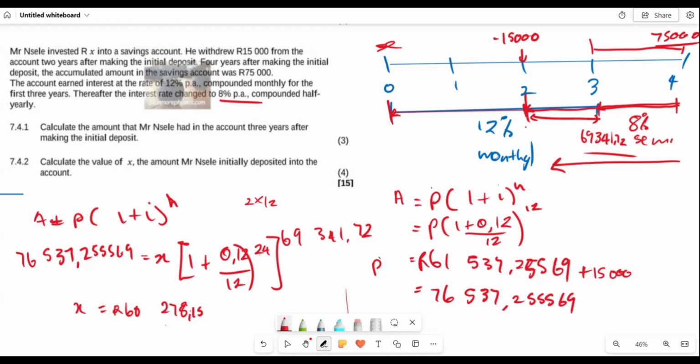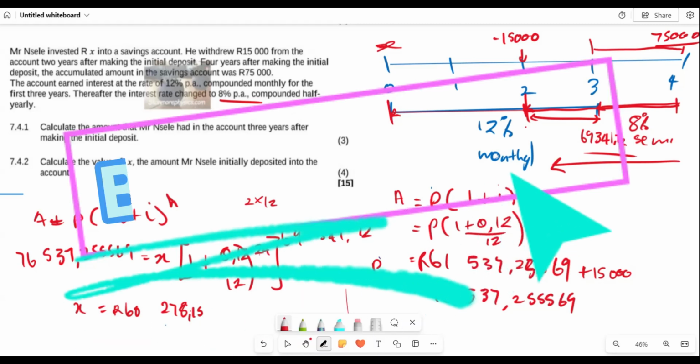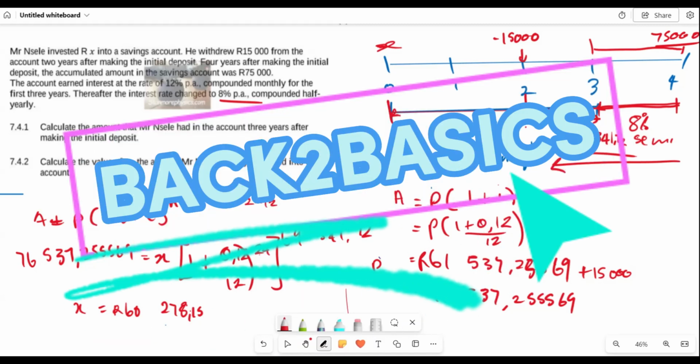So the thing is here, what we did is that we operated starting from the 75,000, and then we went backwards to find out what is the value of your x, right? Hopefully now all of this makes sense, and you can be in a position to answer all these types of questions whenever you are given.